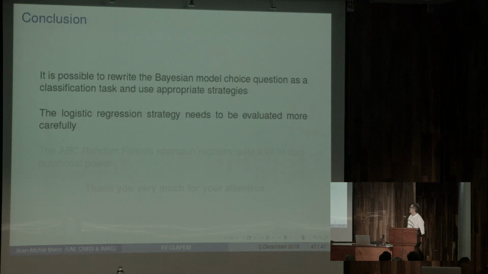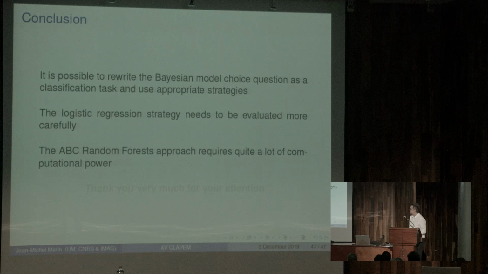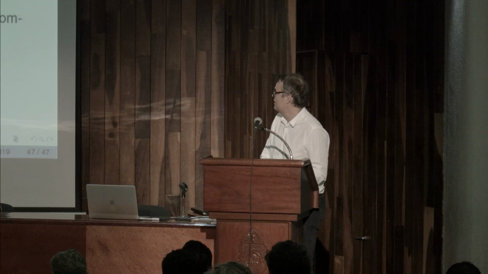The logistic regression needs to be evaluated more carefully. So we have done quite a lot of examples, but we continue to work hard on this subject. And I have to confess that the ABC random forest approach requires quite a lot of computational power. You cannot use ABC on a standard computer. You need a lot of simulation. You need a lot of computational power. So thank you very much for your attention.